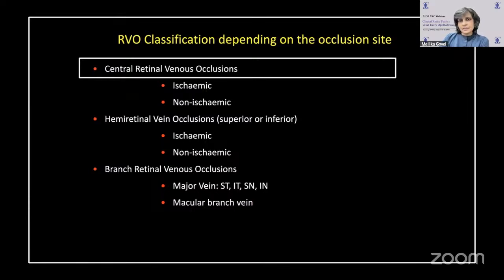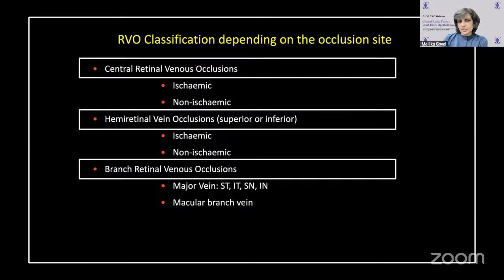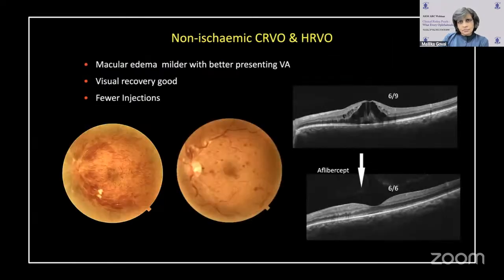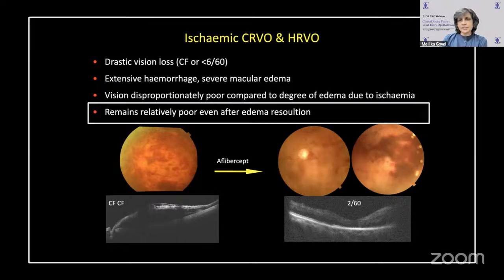RVO is classified based on its occlusion site as central retinal vein occlusion, hemiretinal, or branch retinal vein occlusion. The first two may be ischemic or non-ischemic. The non-ischemic type of CRVO and HRVO present with macular edema which is milder, with good vision, and they recover reasonably good vision with fewer injections. On the other hand, the ischemic type presents with drastic vision loss, extensive hemorrhage, and very severe macular edema, and the visual prognosis remains guarded. Even when the edema resolves, the vision doesn't improve because of ischemia. Often the vision is disproportionately poor compared to the degree of edema.